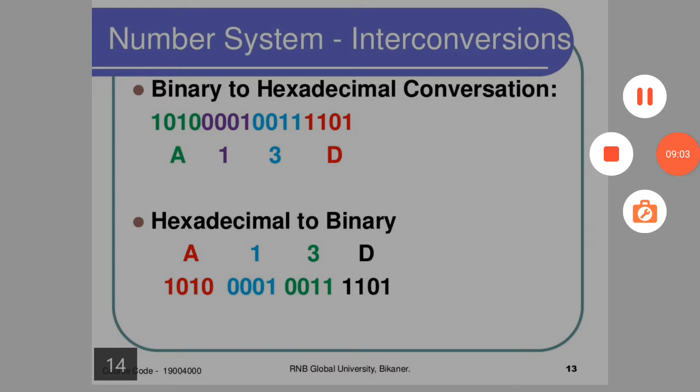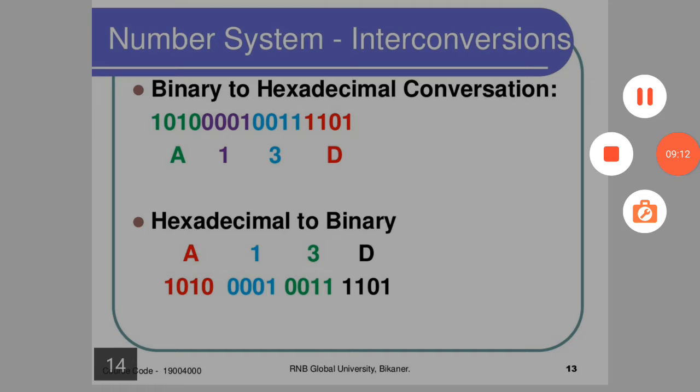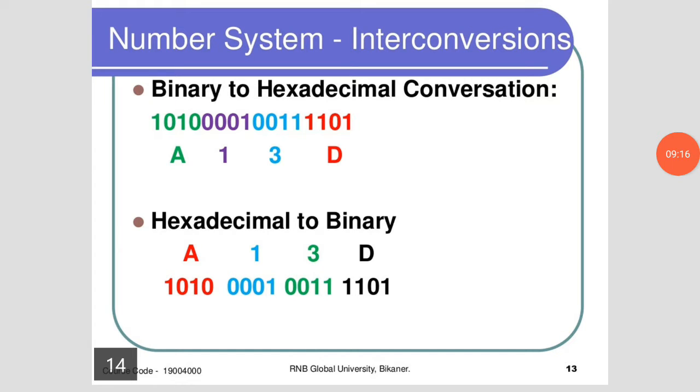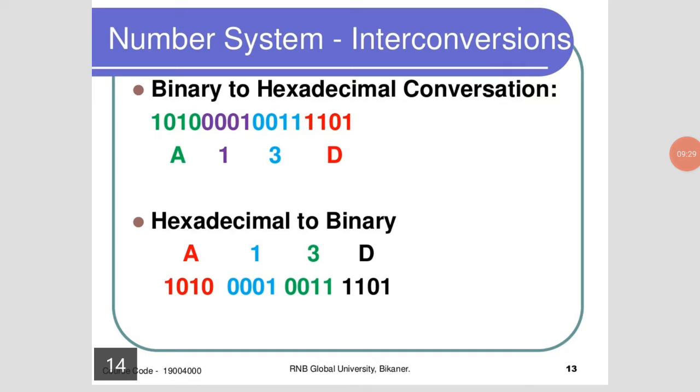Hexadecimal to binary: the hexadecimal digit A means decimal 10. How is 10 written in binary? 1010. Then 1 is denoted in binary by 0001, 3 is denoted by 0011, and D is denoted by 1101. This is the hexadecimal to binary conversion.